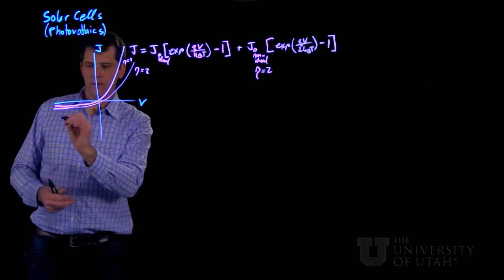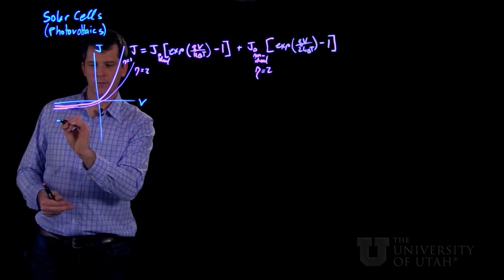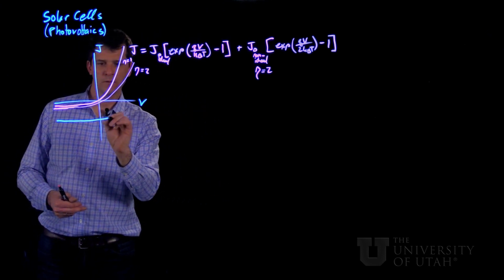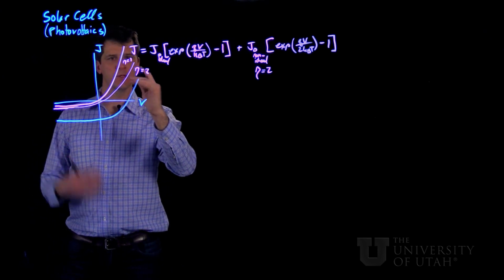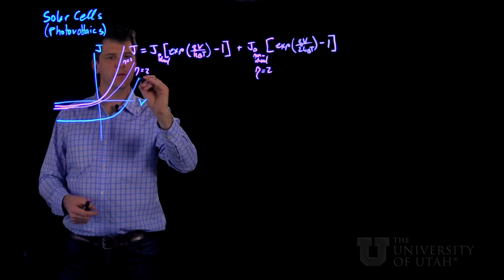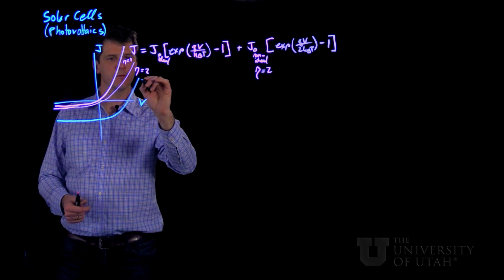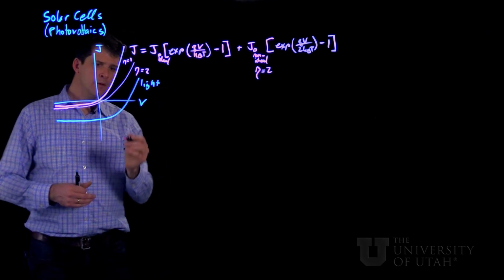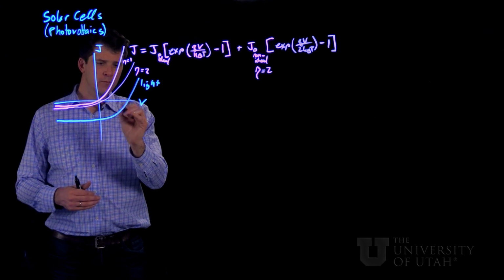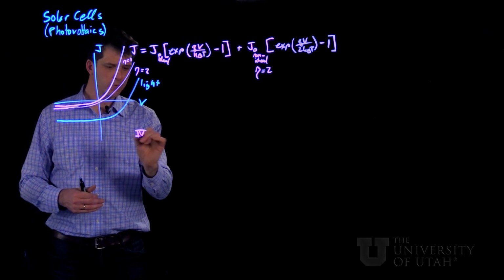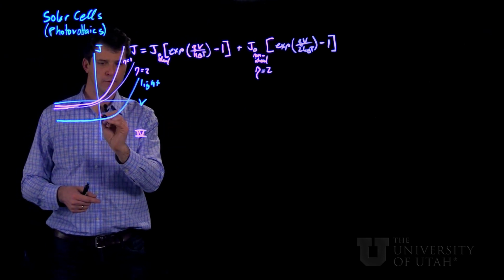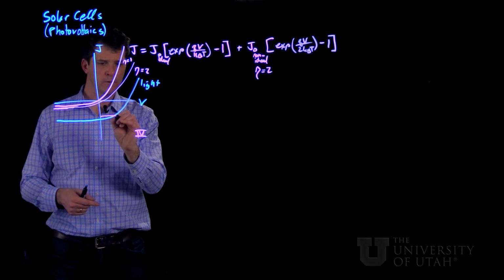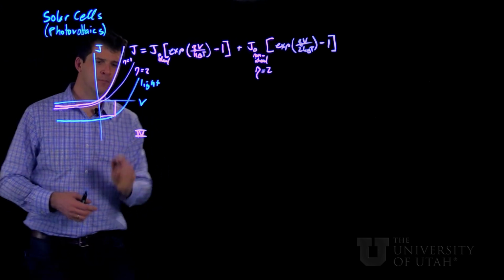Now when we shine light on a p-n junction diode, we'll displace whichever one of these curves is dominant in this particular diode downwards, and we'll actually be able to extract work or electrical power from the device.